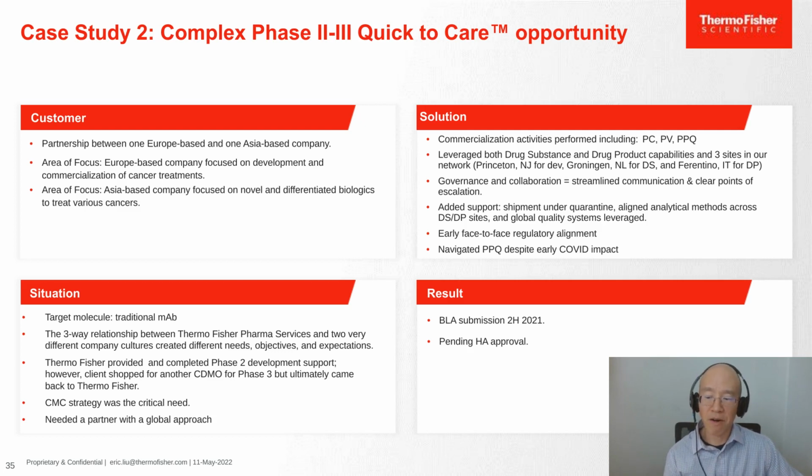They leveraged the Quick to Care offering as an ideal solution, including 3 sites in our network: Princeton, New Jersey for development, Groningen in the Netherlands for drug substance production, and Ferentino, Italy for drug product production. The governance and collaboration benefits of our program streamlined total communication between clients and sites and allowed for clear escalation when necessary. Early on, face-to-face regulatory alignment facilitated a streamlined approach, and despite the early days of the pandemic affecting travel, PPQ was still accomplished and successfully navigated. The BLA was submitted in the second half of 2021 and is now pending health agency approval.